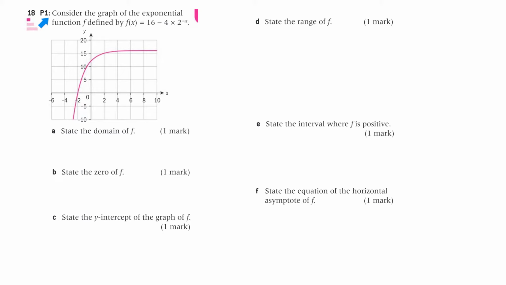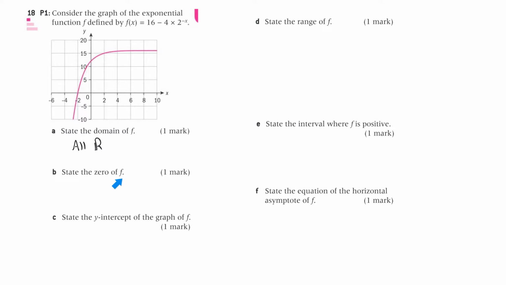Question 18, it's a paper 1 question. Consider the graph of the exponential function f defined by f of x equals 16 minus 4 times 2 to the minus x. A, state the domain of f. Well, the domain are the x values here, and we can see that they're all real numbers. Okay, there's no exclusions there. It's the whole number line, so it's all real.